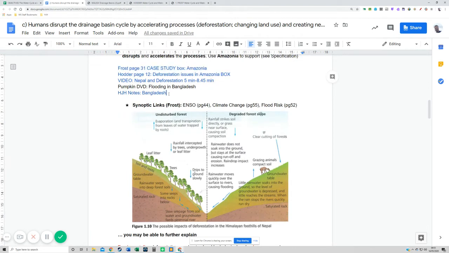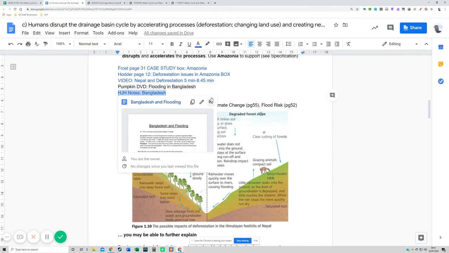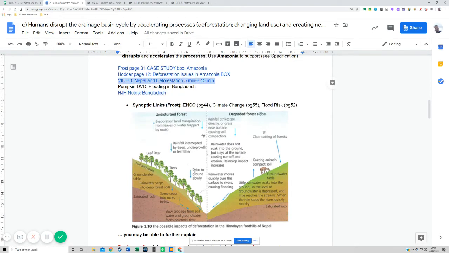There's also some notes here on Bangladesh if you want them. And don't forget the Nepal one, so you've got plenty of places to choose from. You can do more than one if you wish. Last little bit, there's some synoptic links or links between other topics here. If you wanted to take this a bit further, you could read about the ENSO cycles, which you will be doing when you do carbon, and it's good to make the link now anyway.